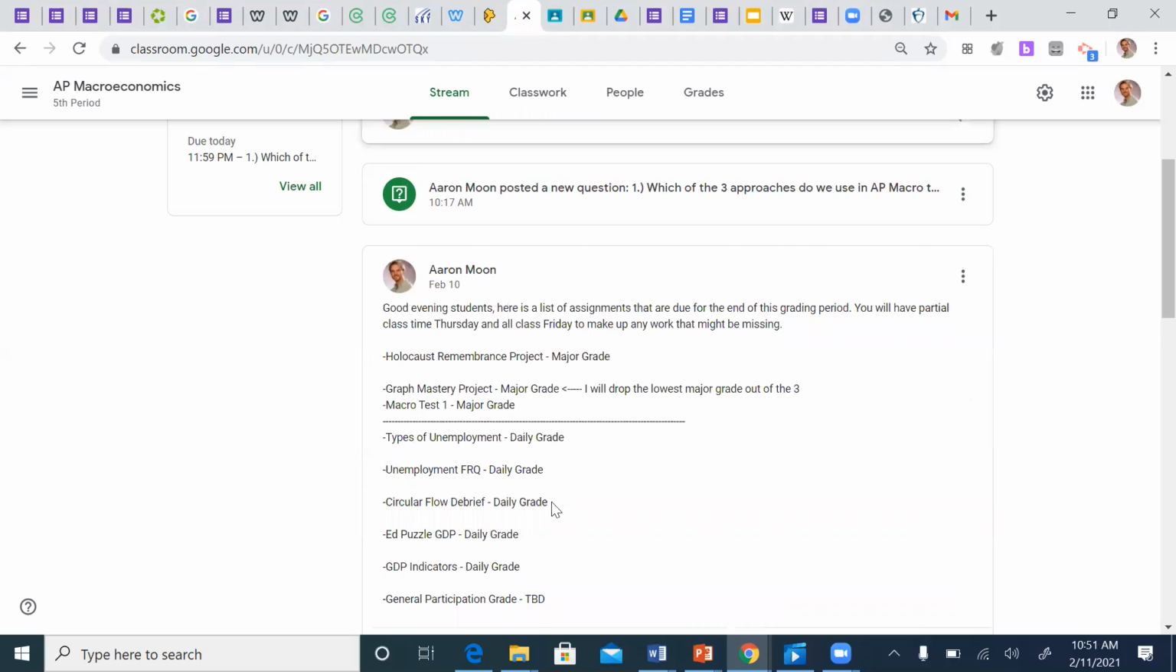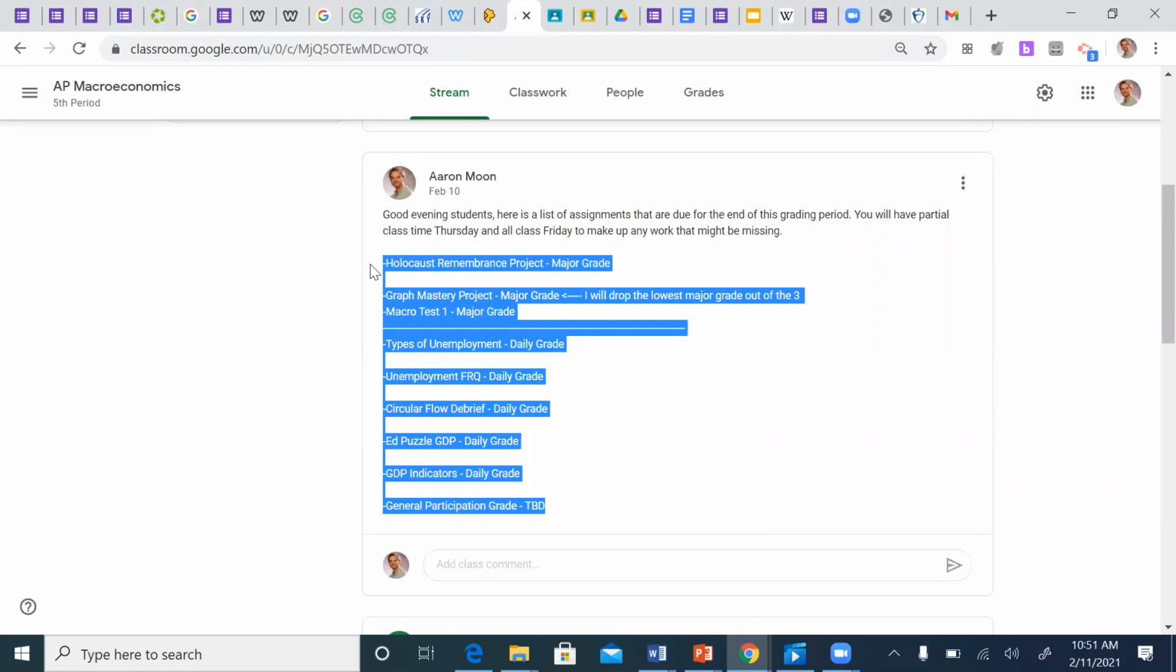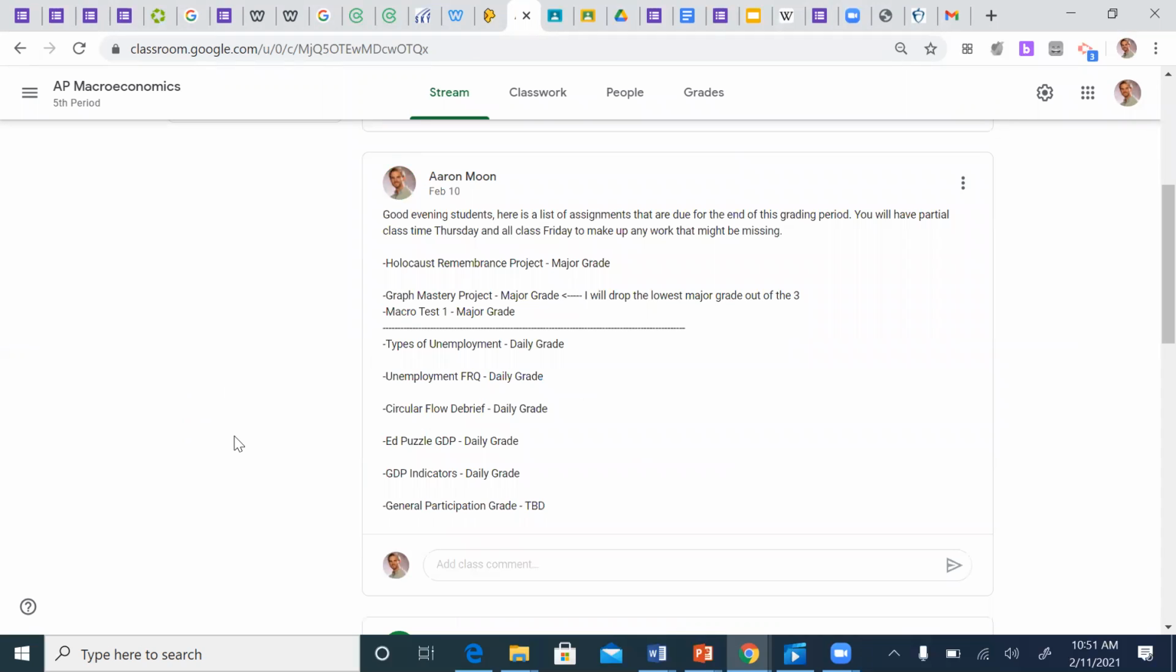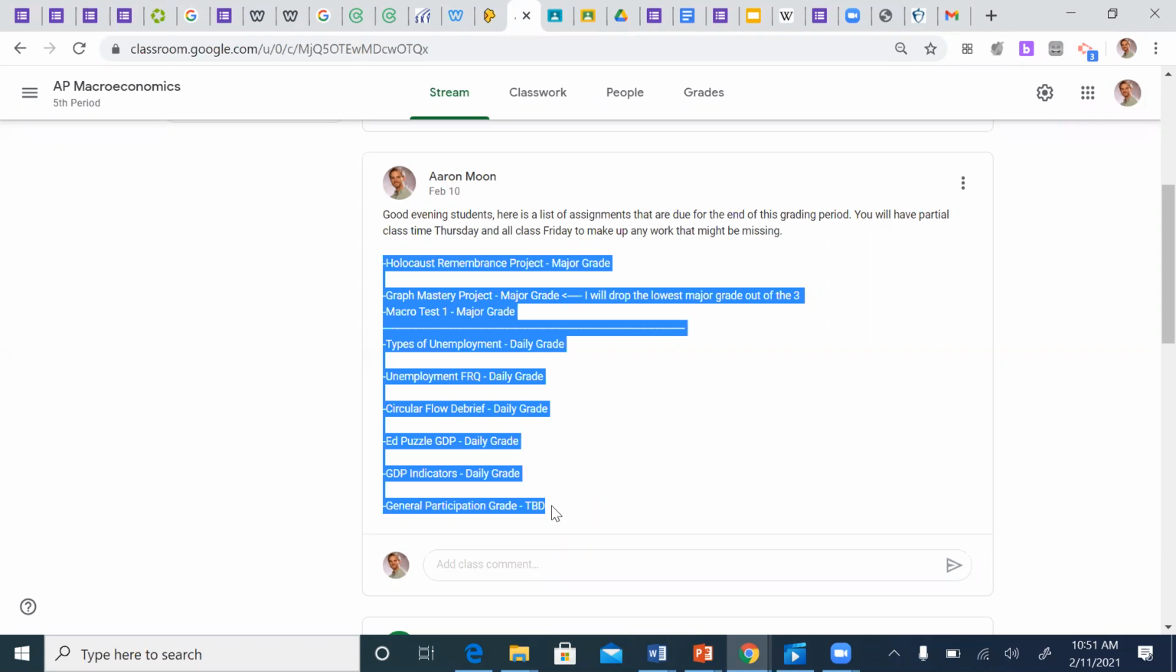I posted right here the list of things that are going to be on the grade book. I will be taking grades up until noon this Sunday. I need time to put in grades Sunday, so you have until lunchtime on Sunday to turn things in. Sunday afternoon or evening is when I'll probably start checking to see that everything's been turned in. But these are the grades, and this is how they show up in Google Classroom too.